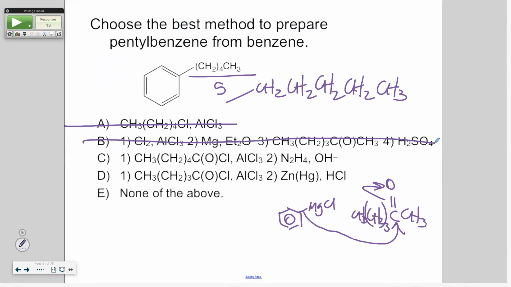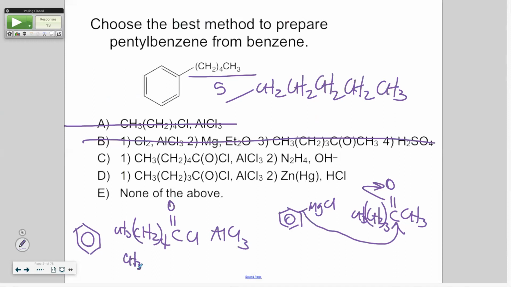All right, let's look at C. So we're going to take our benzene and we're going to add CH3, CH2 four, C double bond O, Cl, and AlCl3. What do these two do? Takes off the chlorine and you make an acylium ion. I'm trying to say it a lot so that you learn it.